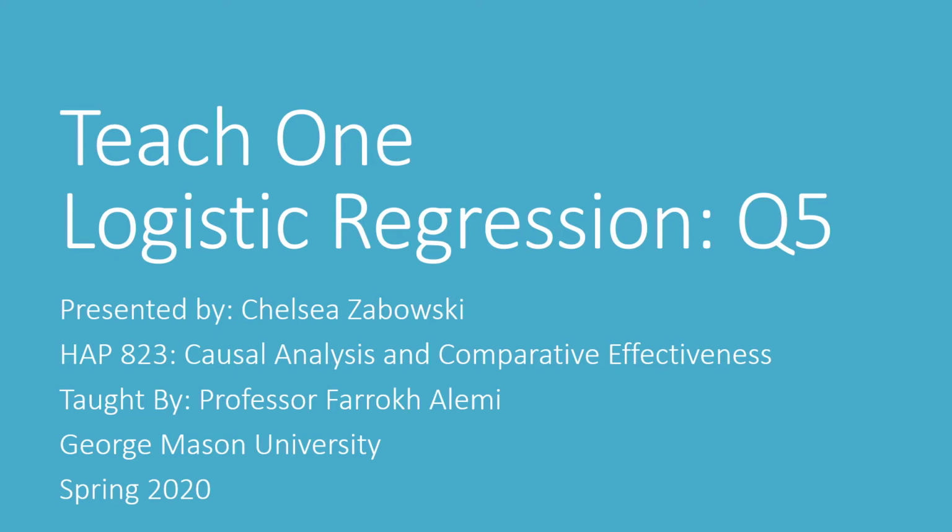I'm a Health Informatics graduate student at George Mason University within the Department of Health Administration Policy. This presentation is part of the Teach 1 assignment for the HAP 823 course taught by Professor Alemi. I'll be covering question 5 from the Logistic Regression assignment during this presentation.